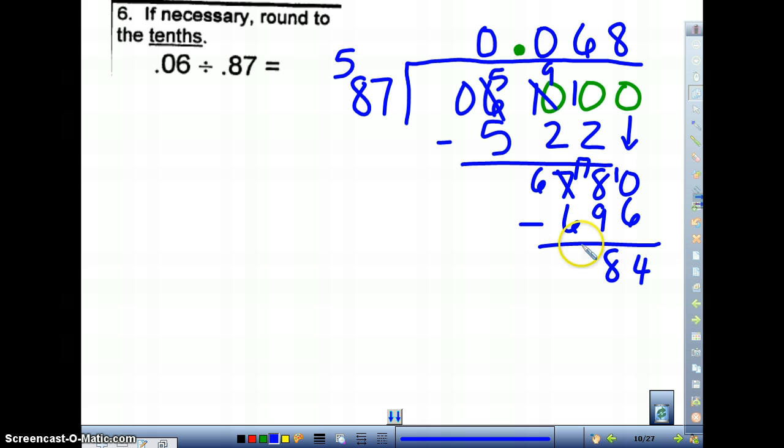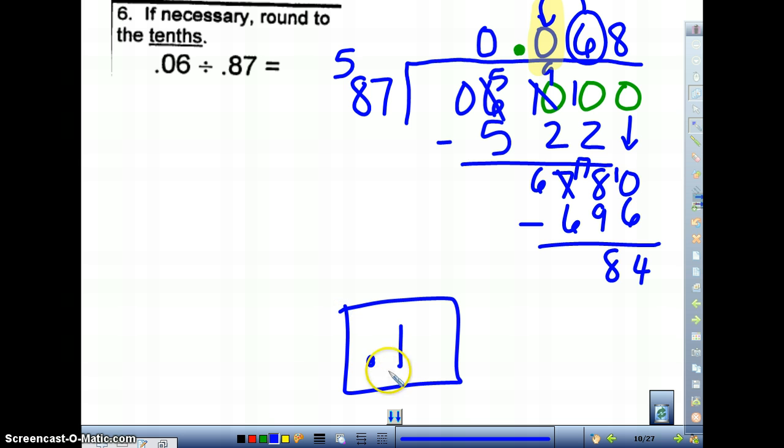It says round to the nearest tenth. Your tenths place is right here. Actually, we went a little farther than we needed to. Your tenths place is there. This number right here decides if the 0 stays a 0 or if it becomes a 1. Well, it becomes a 1, and your answer is 0.01 rounded to the nearest tenth.